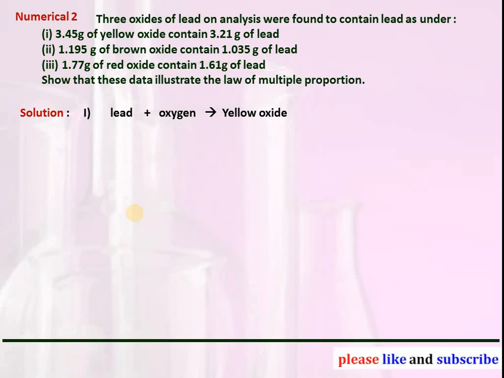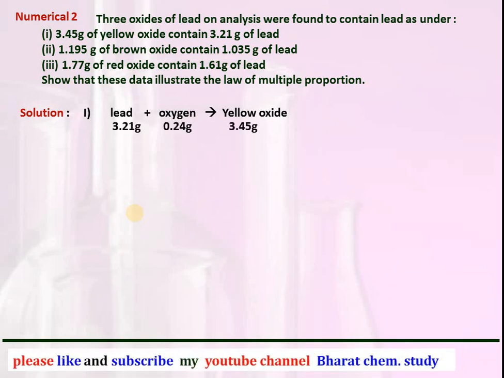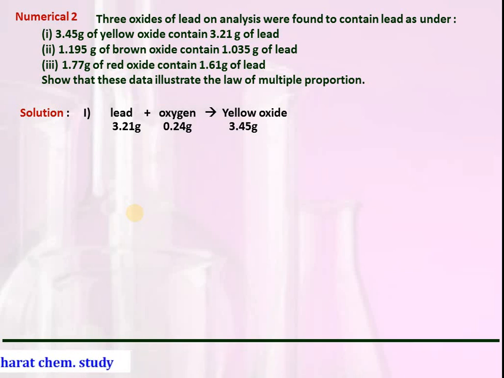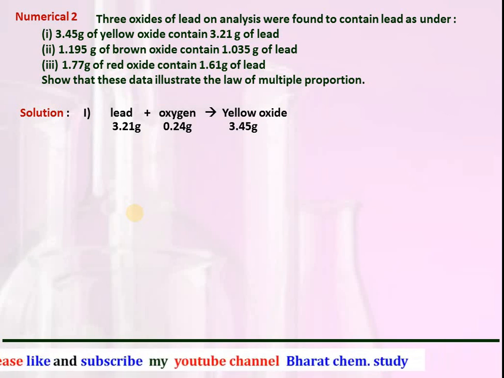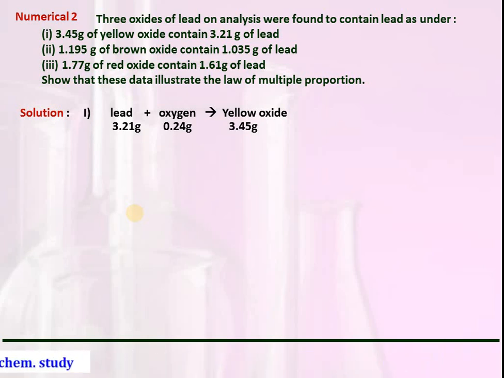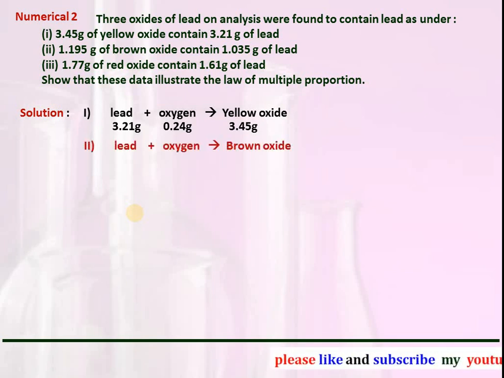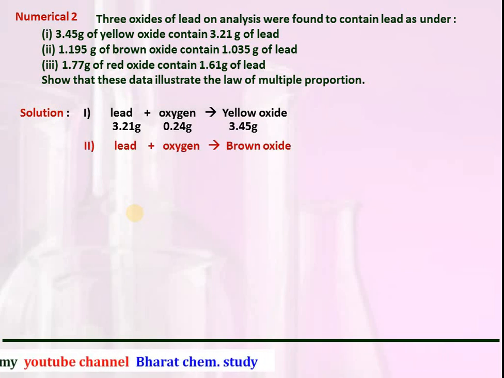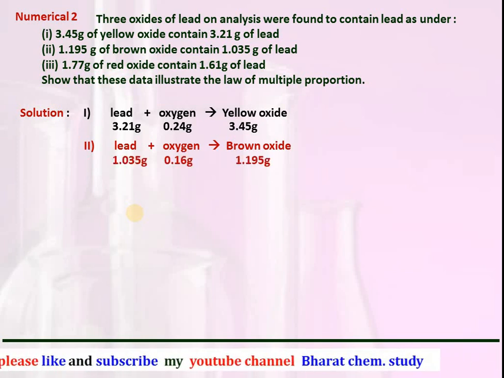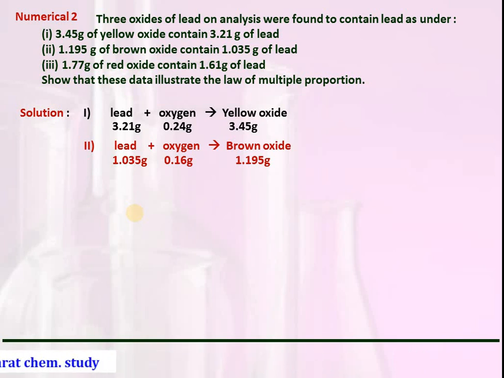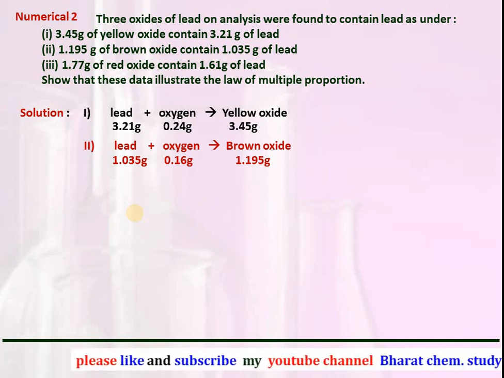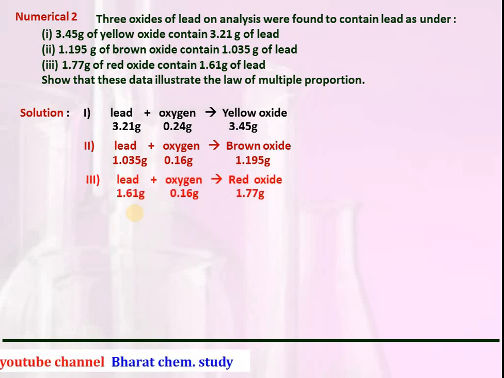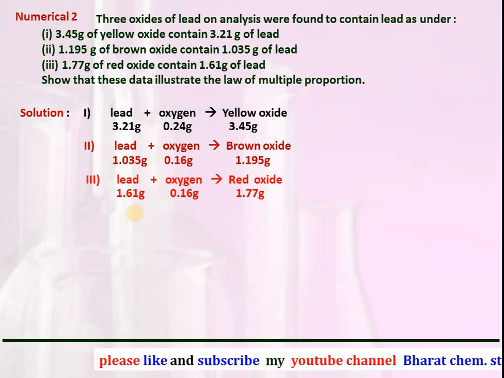So in the first experiment, lead plus oxygen give rise to yellow oxide. Here the weight of lead is given as 3.21 gram and the weight of yellow oxide is given as 3.45 gram. So by subtracting the weight of lead from yellow oxide, we can easily find out the weight of oxygen. Similarly, in the second experiment, lead plus oxygen give rise to brown oxide. The weight of the lead is given and the weight of the brown oxide is also given. So by subtracting the weight of lead from it, we can get the weight of oxygen. In the third experiment, the weight of red oxide is given and the weight of lead is given. So by subtracting the weight of lead from red oxide, the weight of oxygen can be calculated.